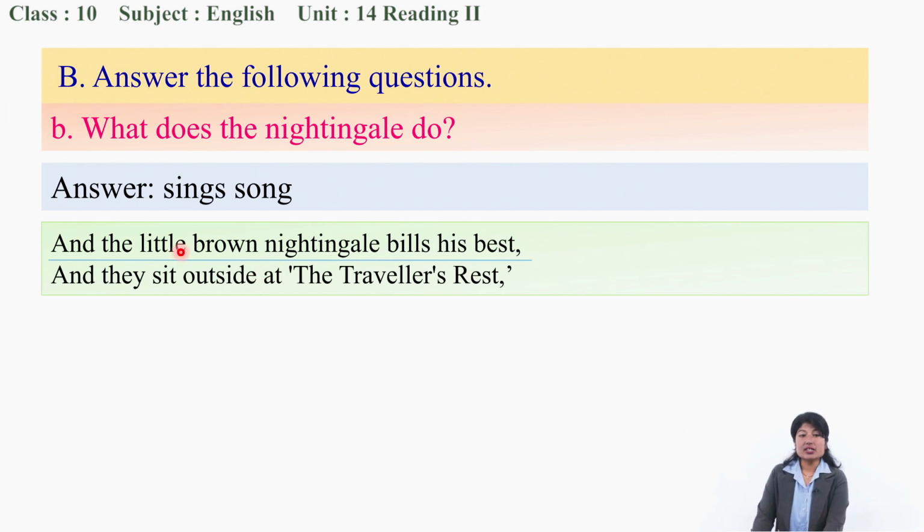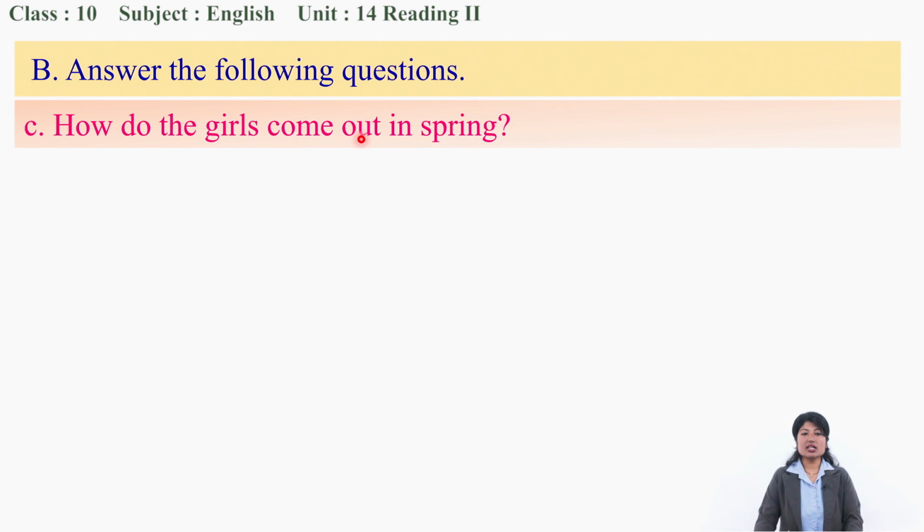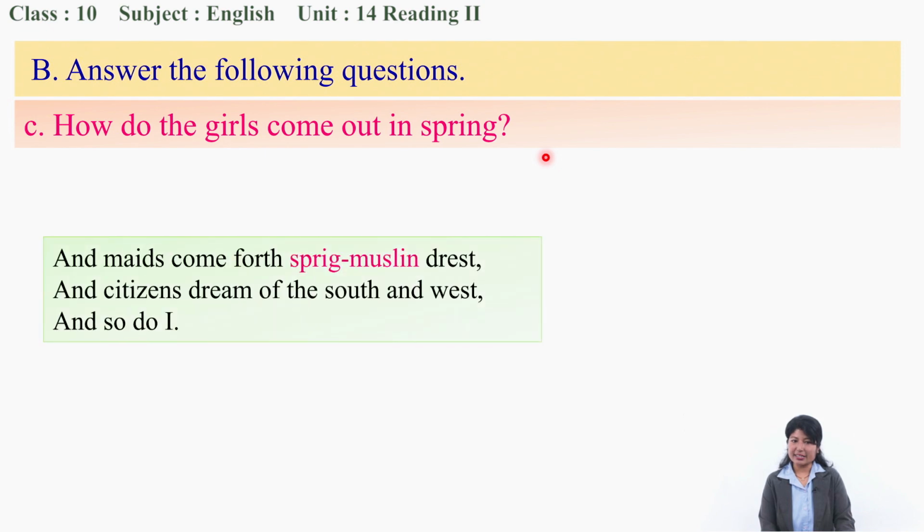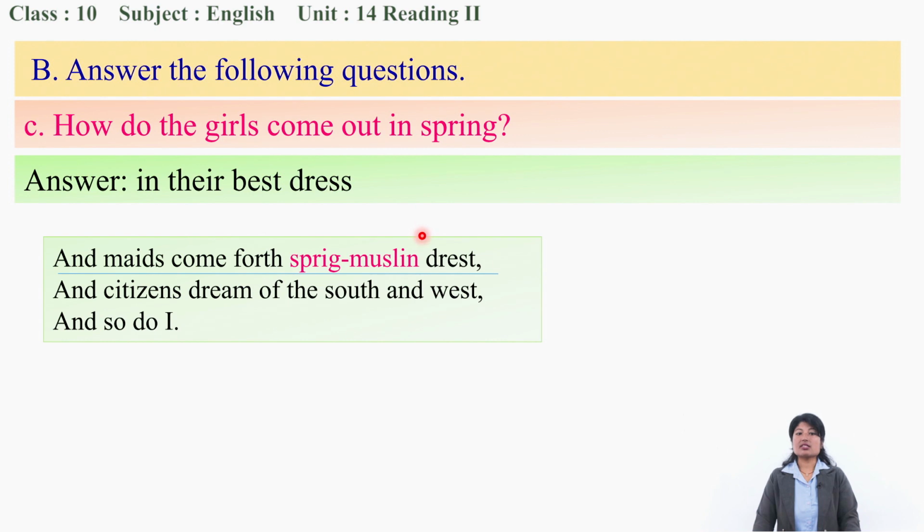Next, moving to the next question, how do the girls come out in spring? How do they come out? Where do you find this answer? Of course, the questions are still about the first stanza, and the answer is somewhere in these lines, right? So maids mean young girls. They come out in spring muslin dressed in their best dresses. You can say in their best dresses, or you can say light cotton clothes. You can answer either way.